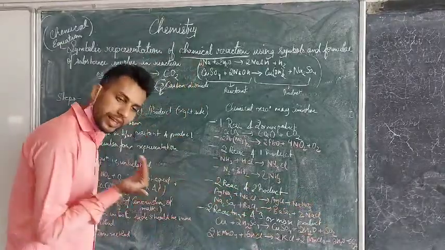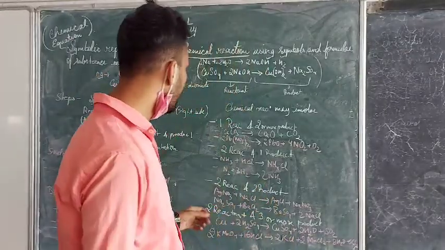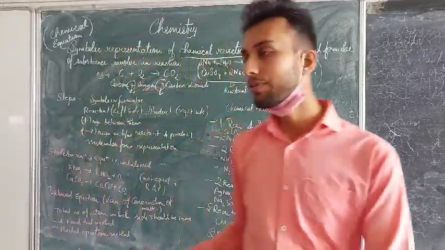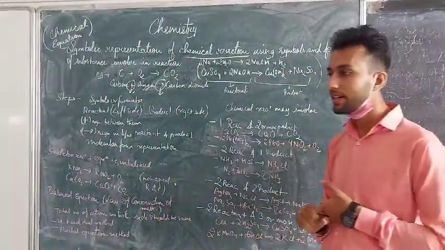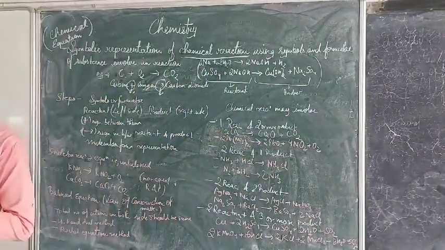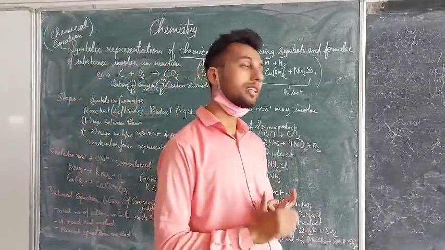So two reactants are there and three, four, or more products are being formed. These are also a type of chemical reaction. So what we had studied about the chemical equation is the symbolic representation. The left hand side should be the reactants, the right hand side should be the products, a plus sign should be there and an arrow sign should be there.